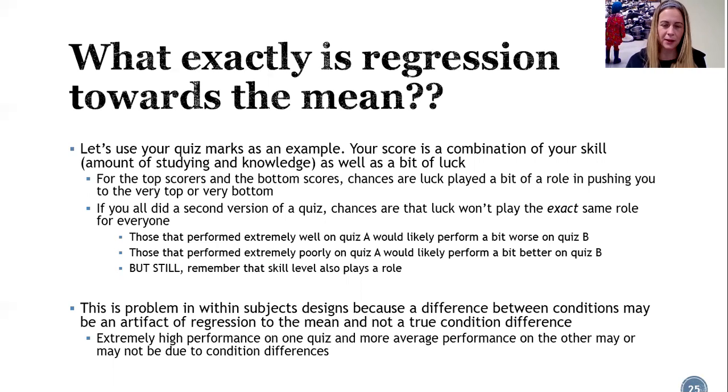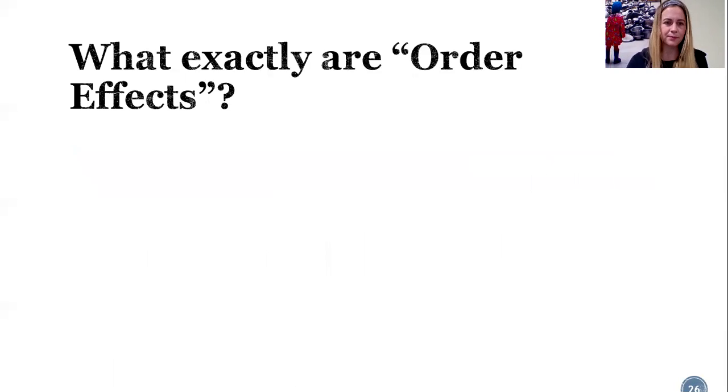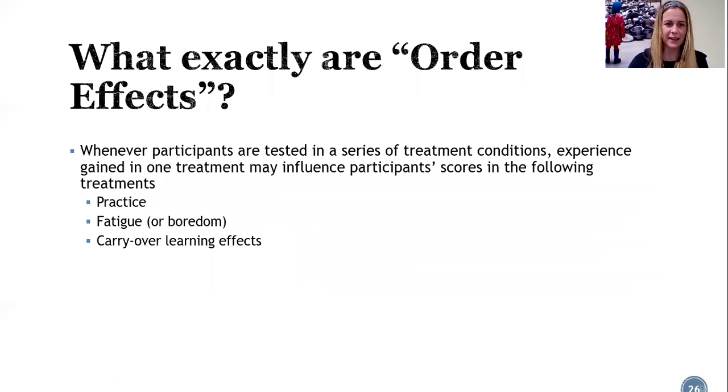And this could be a problem, a confound, if we find that there is a difference between people when they're tested first versus second. That overall difference might be because there's a true condition difference, but it might also be due to regression to the mean, and it's important for researchers to keep that in mind. Let's explain order effects in a little bit more detail now.